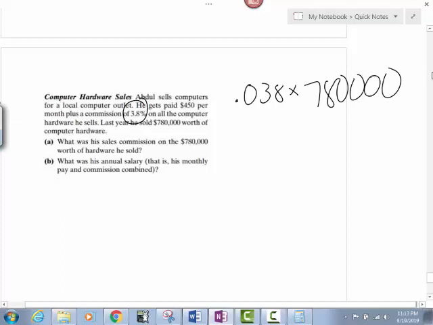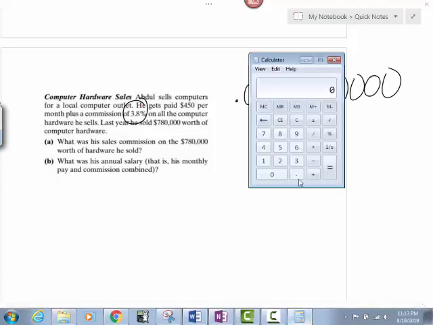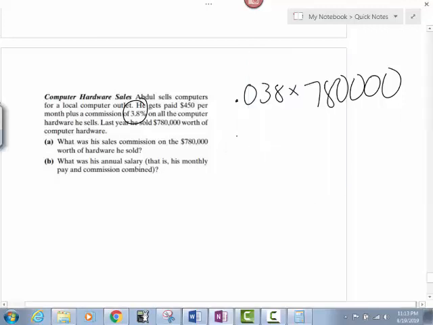We're going to multiply it by our number 780,000 because that's the amount that he sold. So 0.038 times 780,000 equals. Okay, I'm coming up with 29,640. Here is my answer for part A. That is his commission.